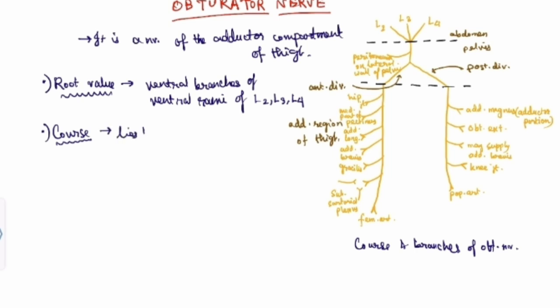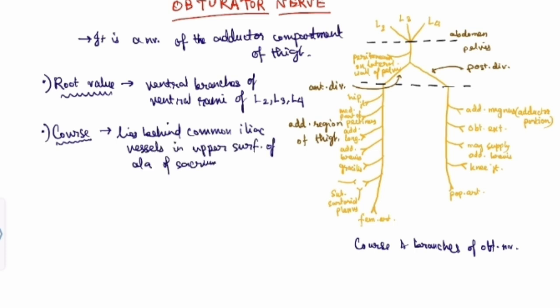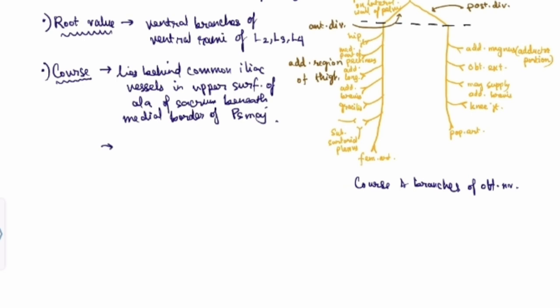First of all, it lies behind the common iliac vessels in the upper surface. So it's related to the upper surface of the ala of sacrum, beneath the medial border of psoas major. The obturator nerve is a very easy nerve, with a lot less information compared to the femoral nerve, which has so much information. And the sciatic nerve, my god, the biggest nerve. Okay, meaning the biggest in terms of information, I feel. The obturator nerve is a very easy nerve. You like studying about it. You can remember the details very easily.